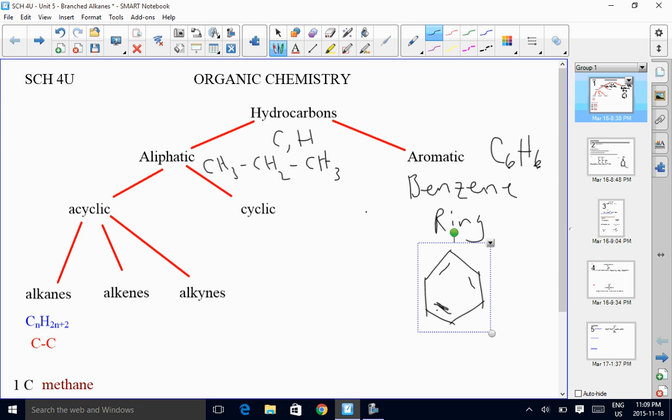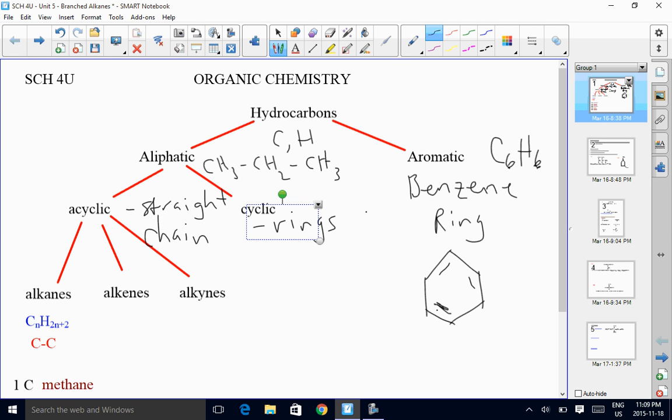Alright, the next two under aliphatics are cyclic and acyclic. Acyclic are straight chain carbons, and cyclics are rings. They form rings of carbons. Now under the acyclics, you have alkanes. You'll see in blue, CnH2n+2. That is the formula to tell you how many carbons and how many H's there are.